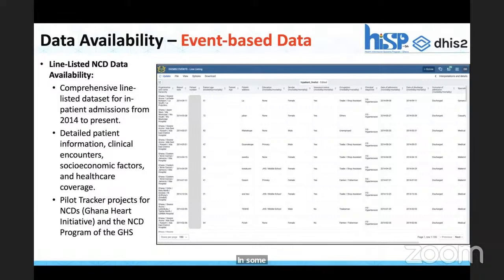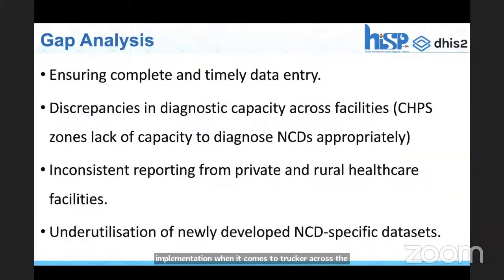And then also within the Ghana Health Service, there is a program called the National Noncommunicable Disease Program. And so there is also a pilot at that level that is trying to move from aggregate data into capturing NCD data using the tracker instance, as Ghana has extensive implementation when it comes to tracker across the country. So that was with regards to event-based data.